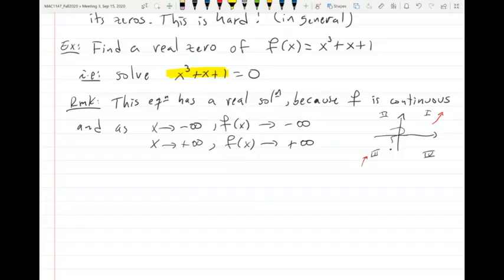There is actually a name for this. This is a theorem. This is called the intermediate value theorem. So the conclusion here is that because of this end behavior, it must cross the x-axis.